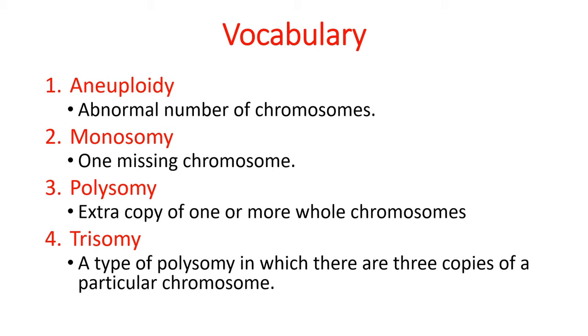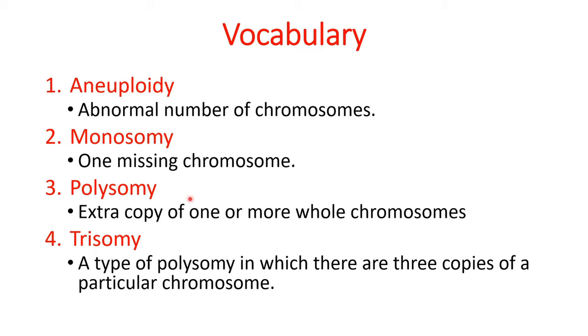Before diving into the different syndromes in your book, let's first have a vocabulary of these terms. You have the word aneuploidy. Aneuploidy means an abnormal number of chromosomes. Normally we have 46 chromosomes, but in aneuploidy it can be 45 or 47. Monosomy means there is one missing chromosome, either a part of it or the whole chromosome. So instead of 46, you can have 45, or 45.5 because a small part of that chromosome is missing.